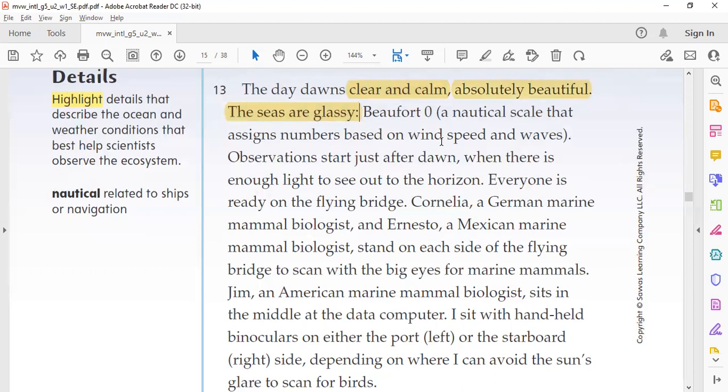That's enough. Thank you very much, Muhammad. Well, Bilal, hello. I need more details. And let me give you a hint. It's regarding the sun. Observations start just after dawn when there is enough light to see out to the horizon. Yes, very good. When there's enough light to see out the horizon. What else?